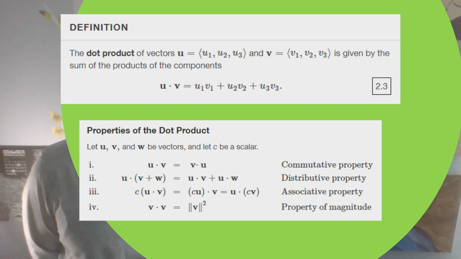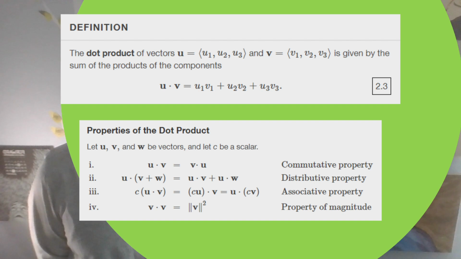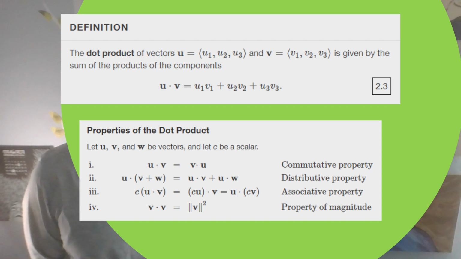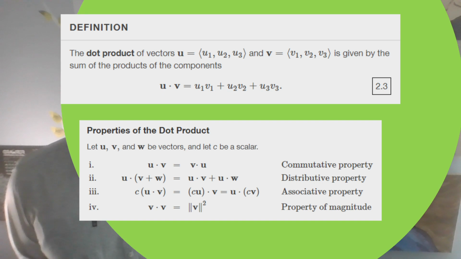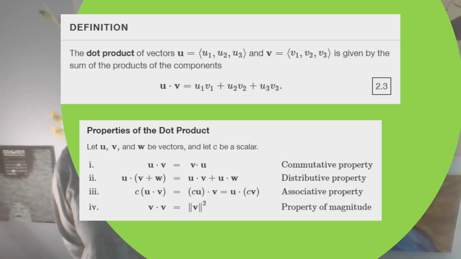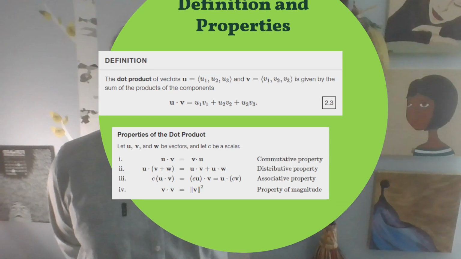Finally, another important property of the dot product is what they call the property of magnitude. If you dot a vector with itself, it's essentially the magnitude squared. You can visualize that if you want, but if you write it down, it'll become pretty clear.